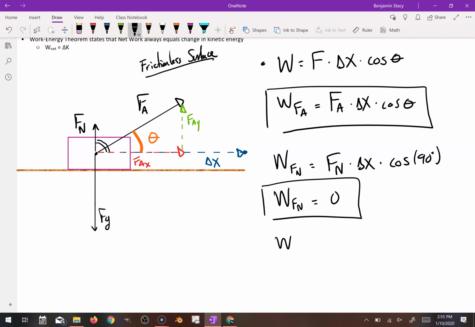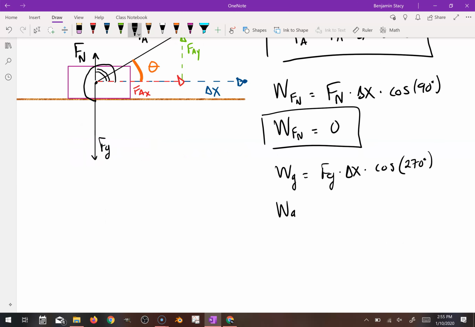And I hope you can see from the gravitational force, the work done by gravity would be Fg, the force, times delta x, times the cosine of negative 90 degrees, or if I went all the way around, that's going to be 270 degrees, which means the cosine of 270 degrees is also 0. So the work done by gravity is also going to be 0.